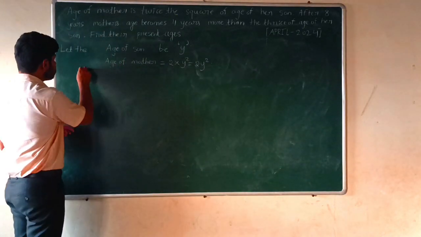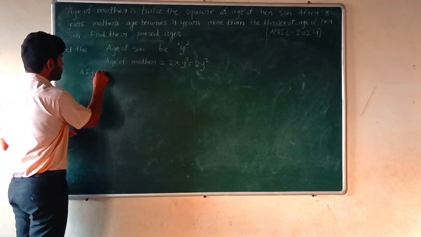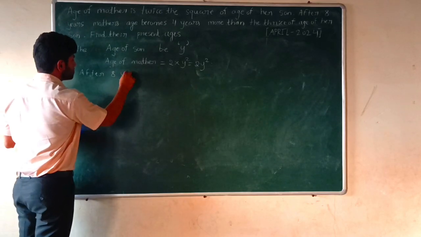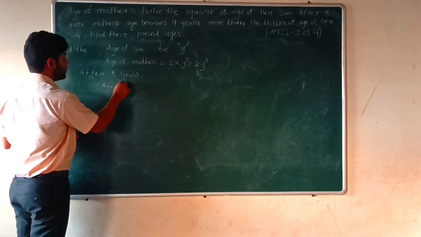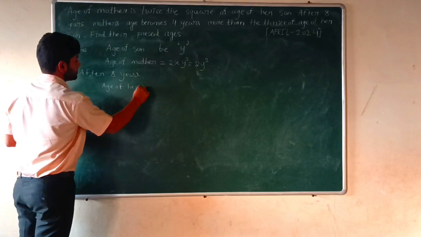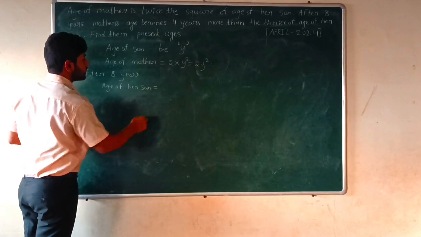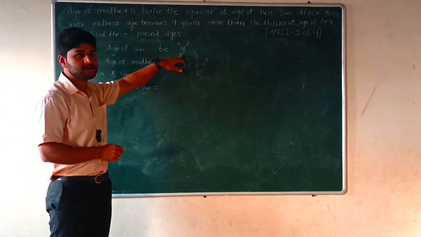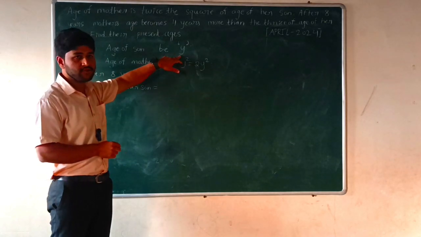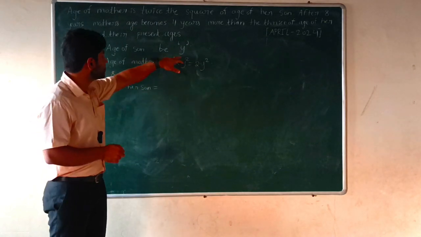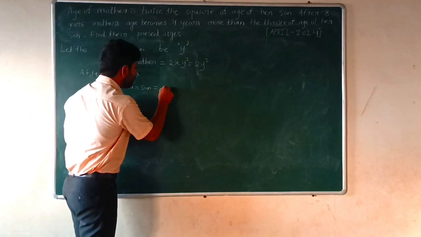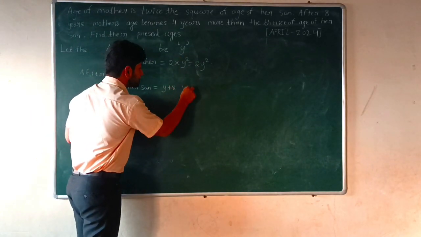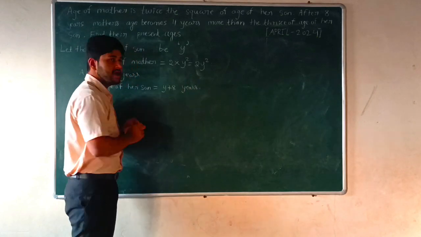So after 8 years, age of her son is, of course we do not know the number, but we know that it has y. So if the age of her son is y, after 8 years it must be y plus 8 years.